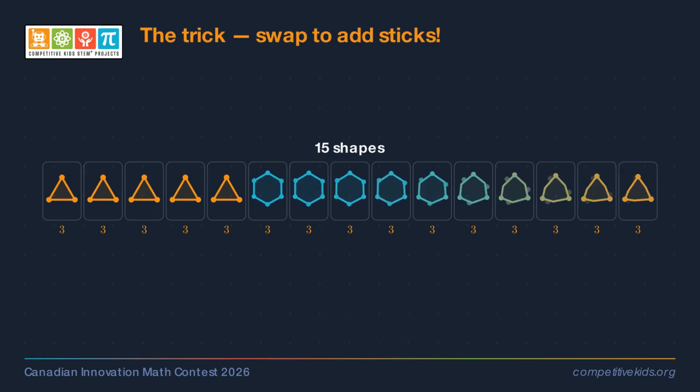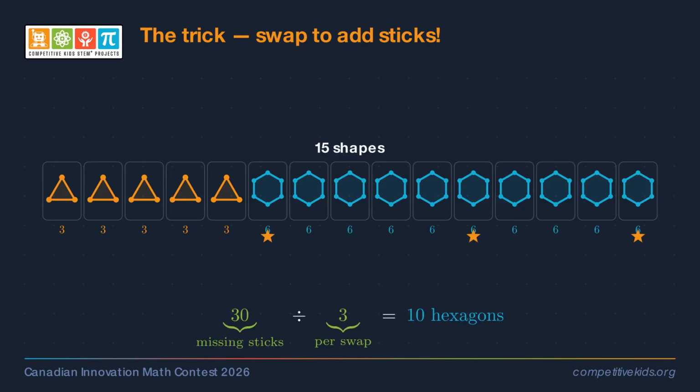Each time we swap a triangle for a hexagon, we trade 3 sticks for 6 sticks. That is 3 more sticks per swap. To find 30 more sticks, we swap 10 triangles. So 10 of the 15 shapes are hexagons. The other 5 are triangles.